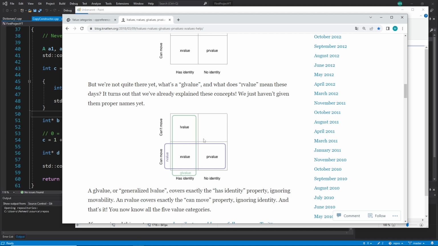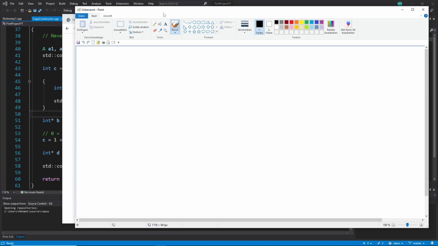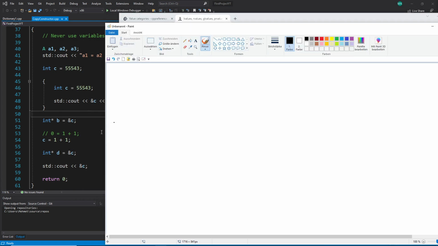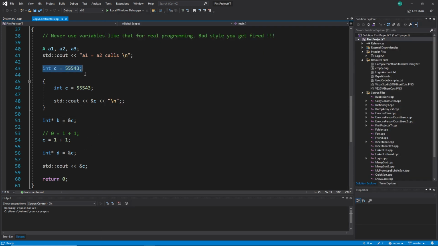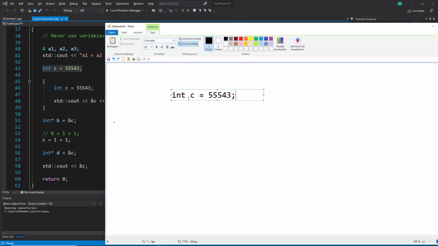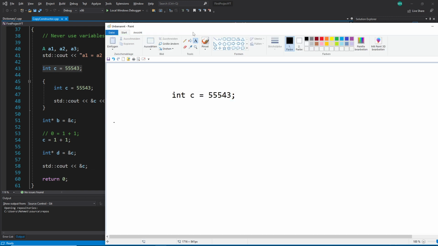And actually, if you understand the concept of L value, why they can't be moved, then PR value will be very easy. And the reason for that is, let's make an example again with Paint here. Let's take again our standard example, which I already had from here. Let's copy this one and paste it. So here's this example. All right.